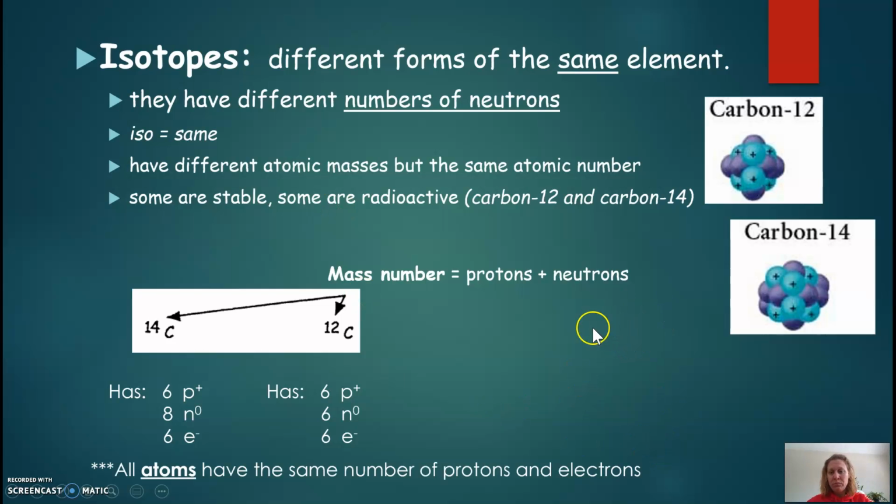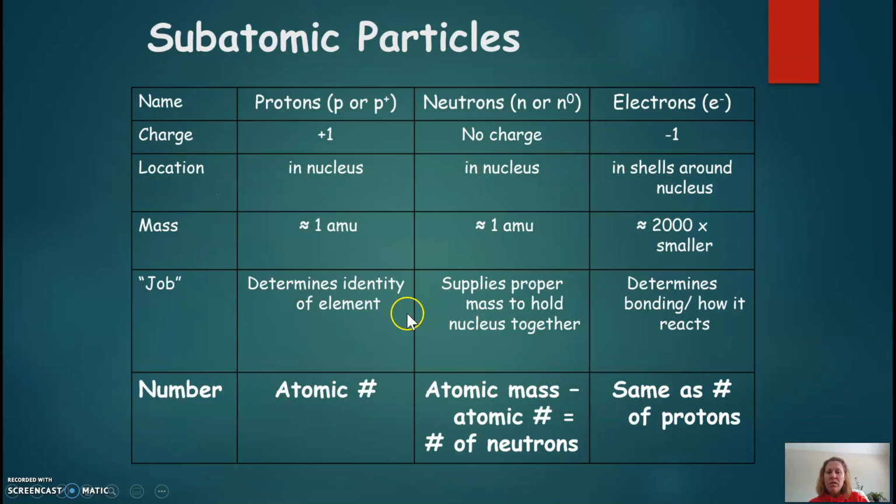Okay, there you go. Again, the last super duper important bullet: all atoms have the same number of protons and electrons. We're going to do ions tomorrow. So the last thing, how do you know the number of neutrons? Neutrons is mass minus atomic number. And electrons is the same as protons for now.